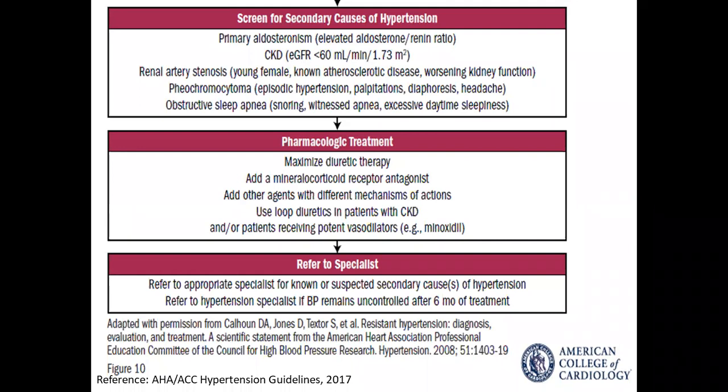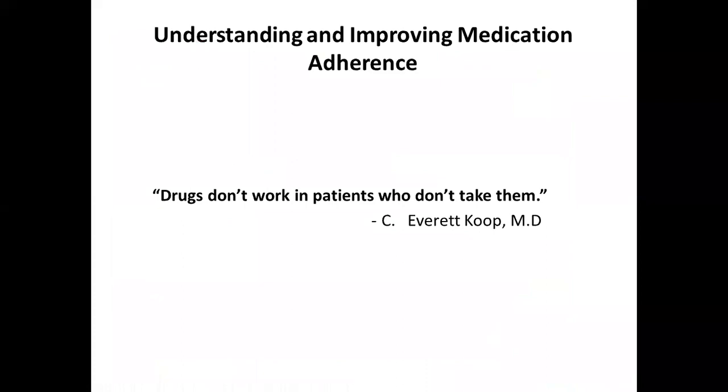So you should keep in mind that if you cannot control the blood pressure easily using 3 or more drugs, and if the patient is compliant, then you should always consider that there might be some secondary cause of hypertension, or the patient might be non-compliant to the non-pharmacological treatment. So you should consider all these things while managing a patient with hypertension. The most important thing is that drugs won't work if the patient doesn't take them properly.